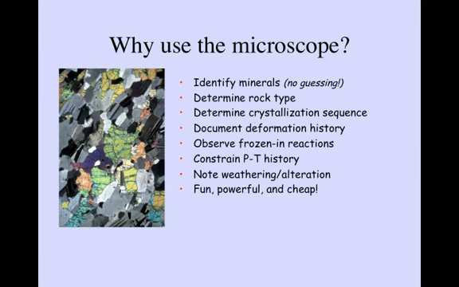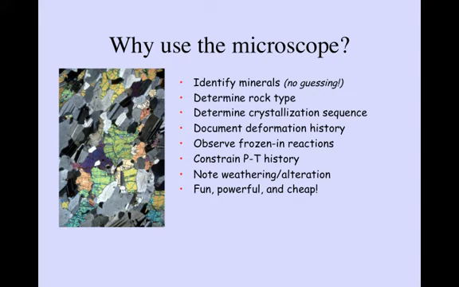So first of all, why are we using the microscope at all? It allows us to identify minerals without having really to guess. If you're looking at a rock or a mineral specimen, sometimes you have an idea what it might be, but sometimes if it's not displaying the right physical properties, it's hard to know for sure. So looking at minerals in thin sections, we can get more information from the optical properties that oftentimes allow us to identify it 100%.